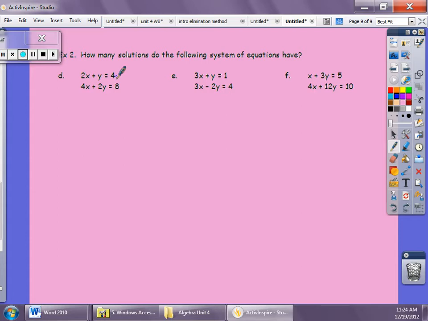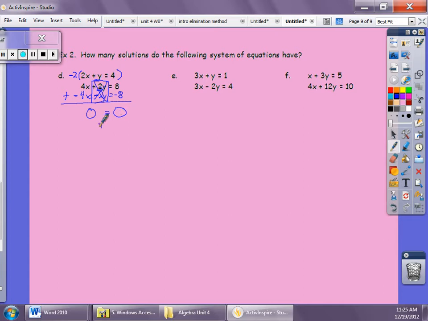So if we use our elimination method, what we want to do is eliminate one of the x or the y. So now if I look at this first one and I multiply everything by negative 2, I'm going to box out my y's. So I want to make both y's 2, one positive, one negative. If I multiply by negative 2, I get negative 4x minus 2y equals negative 8. Now when we go to add these together, I'm boxing out my y's. 4 plus negative 4 gives me 0. 8 plus negative 8 gives me 0 also. So I get this equation that says 0 equals 0.